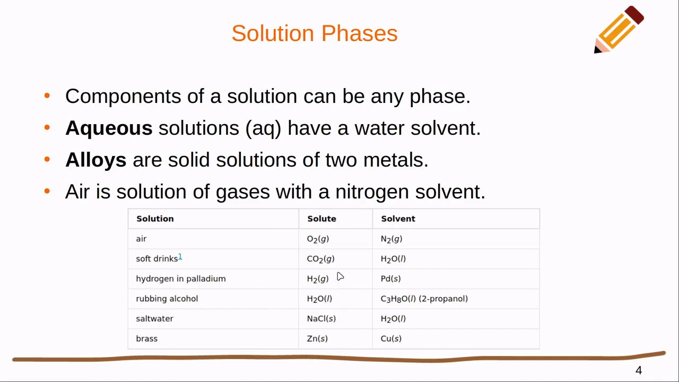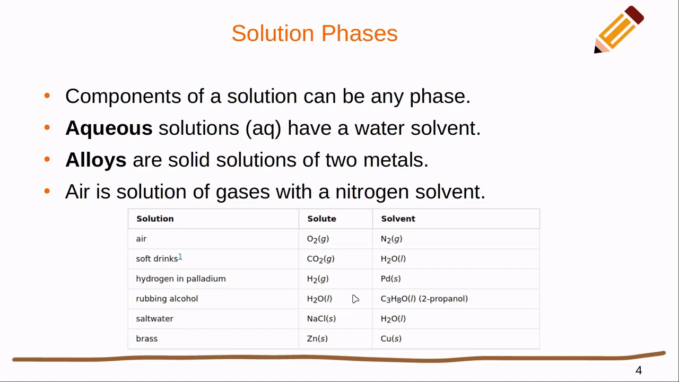Here we have a table with a couple other different solution combinations that you could imagine, and you can see that they can combine in any sort of way. So soft drinks, for instance, have CO2 gas in liquid water. Hydrogen and palladium, so now we have a gas that's dissolved actually in a solid, and this is pretty special. This is one of the techniques that they've tried to use in order to capture hydrogen and store it for use in fuel cells and stuff like that, trying to increase the hydrogen density.